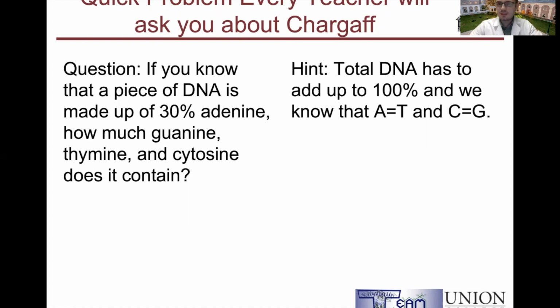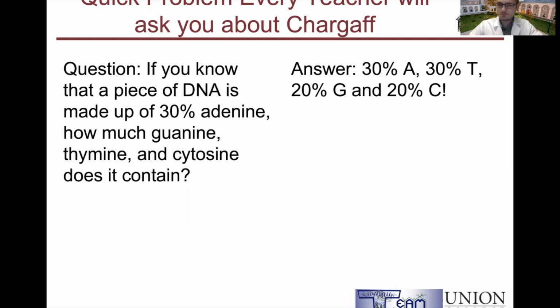A hint is, if it's percentages, the total is going to add up to 100%. And we know from Chargaff that the amount of adenine is always going to be equal to the amount of thymine, and the amount of cytosine is always going to be equal to the amount of guanine. So pause the video and see if you can come up with it. On the next slide, we'll go over the answer. So the answer: if we have 30% adenine, we're going to have 30% thymine, 20% guanine, and 20% cytosine.